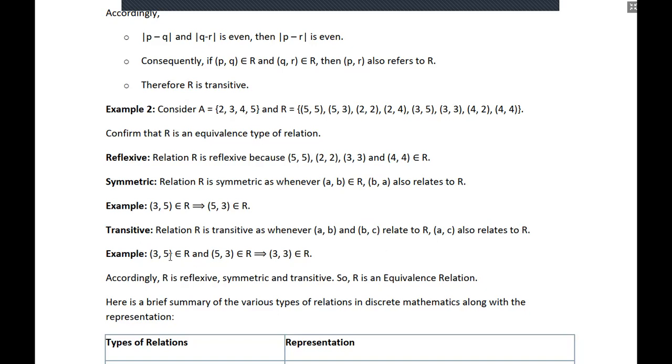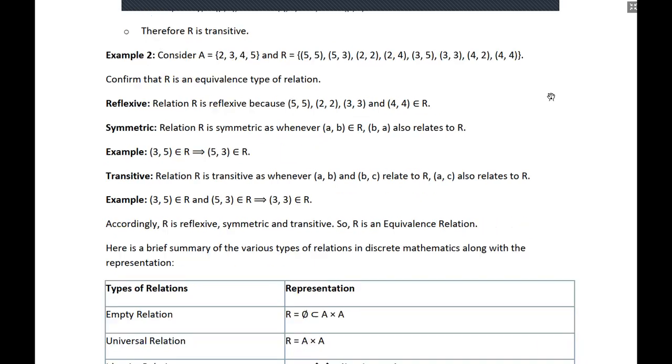You can check by this: (3,5) belongs to R, (5,3) belongs to R. So in this way (3,3) belongs to R. In this way you can check any other three elements and other ordered pairs. You will find R is transitive. R is reflexive, R is symmetric, and R is transitive. So R is an equivalence relation.